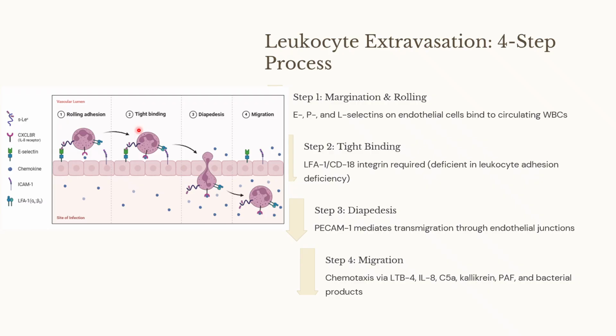I have a video on leukocyte adhesion which is in my immunology playlist. Step 3 is diapedesis, the transmigration of the cell through the endothelial cells, as you see here, and this is the site of infection. This is the tissue. That is where diapedesis happens. Following this, it migrates towards the injured site. How? There are some chemotactic agents like leukotriene B4, interleukin 8, C5a, kallikrein, platelet activating factor, and bacterial products in the tissue which cause the chemotaxis, that is, attract the neutrophils over here. So this is leukocyte extravasation, a 4-step process which happens here.